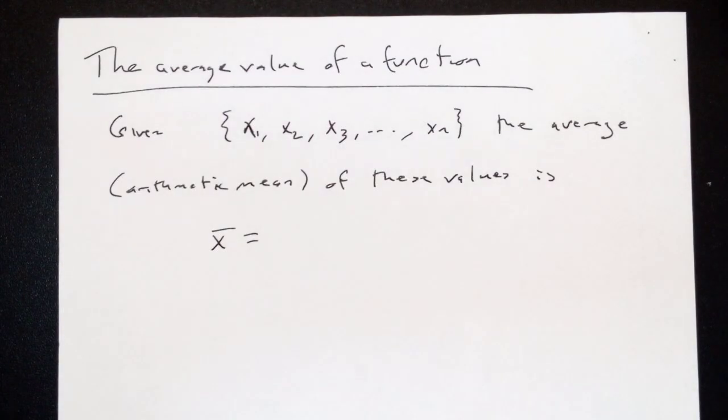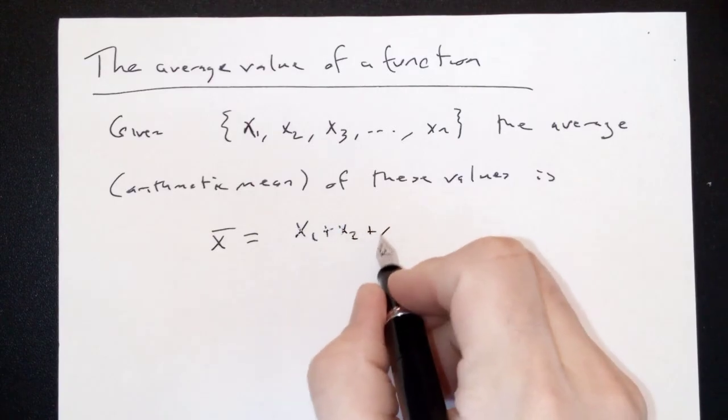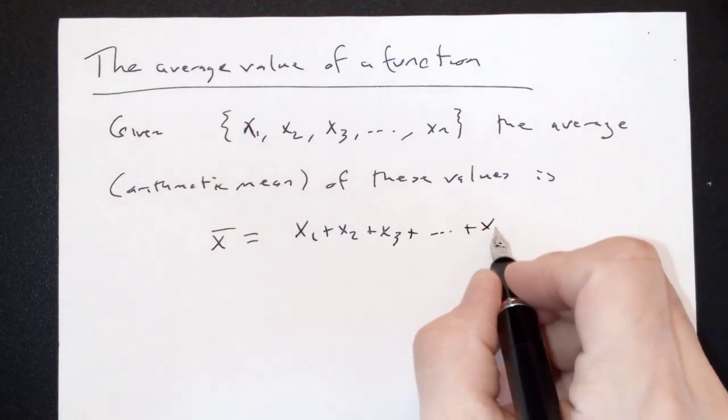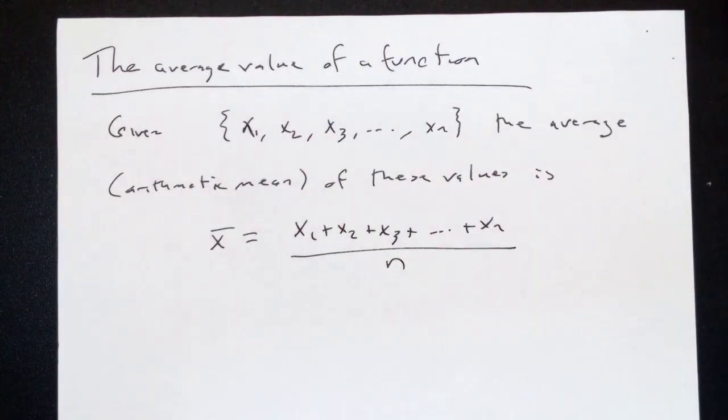Yep. The average value of a function. So let's start with average. What's average? Well, here's a bunch of numbers, x1 through xn. The average of these, the arithmetic mean, is defined by what expression? How do you find the average of a bunch of numbers? So I add them all up, and divide by how many there are, which in this case, there are n of them.